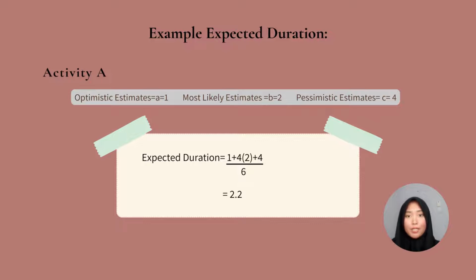So here is an example to calculate the expected duration for activity A. The optimistic estimate is equal to 1, most likely estimate equal to 2, and pessimistic estimate equal to 4. Substitute the numbers into the expected duration formula and the answer will be 2.2.